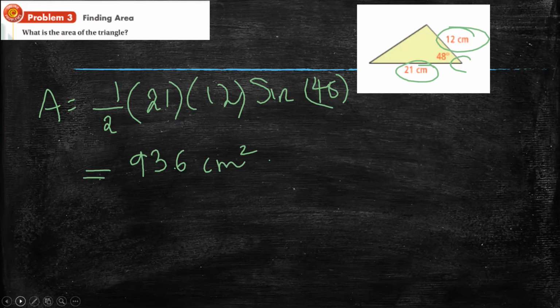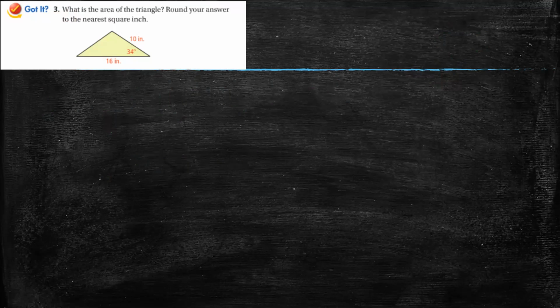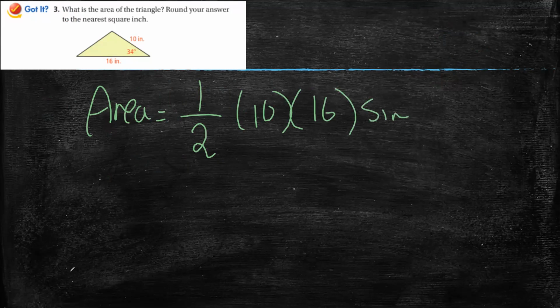Yes, teacher. Okay. Now let's do this one here. What is the area of the triangle? Look at this triangle here. What is the area of it? It's half 10 multiplied by 16 sine 34. This is the first side, this is the second side, and 34 is the included angle. Then sine 34 times 10 times 16 divided by 2 is 44.7 square inches. This is the area of the triangle.